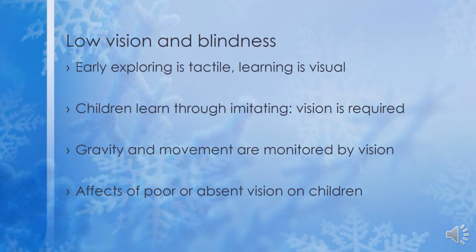So, low vision and blindness. We often will see children with low vision, visual issues, or blindness. I want to address the concept of cortical blindness or cortical visual impairment. It used to be called cortical blindness. More often now you'll see it as a cortical visual impairment.